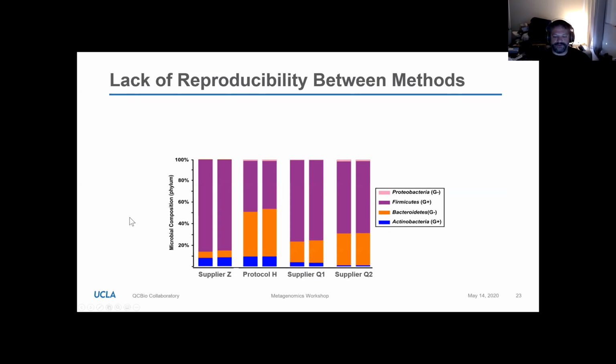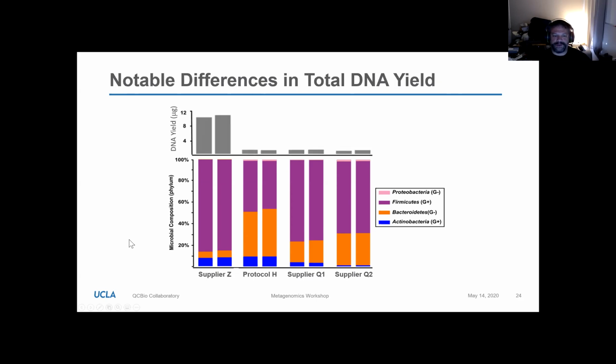We were just doing comparison between kits. And we saw some very different results from the same stool sample with different kits, or different protocols, I should say, because one of these is a kit, one of these is just a protocol. But we saw very different results just at the phylum level. We also saw some pretty big differences in DNA yield between them.